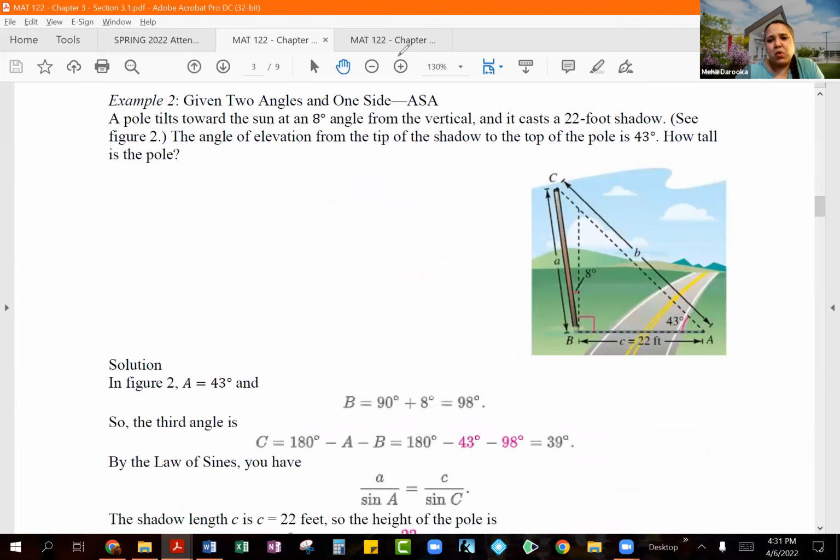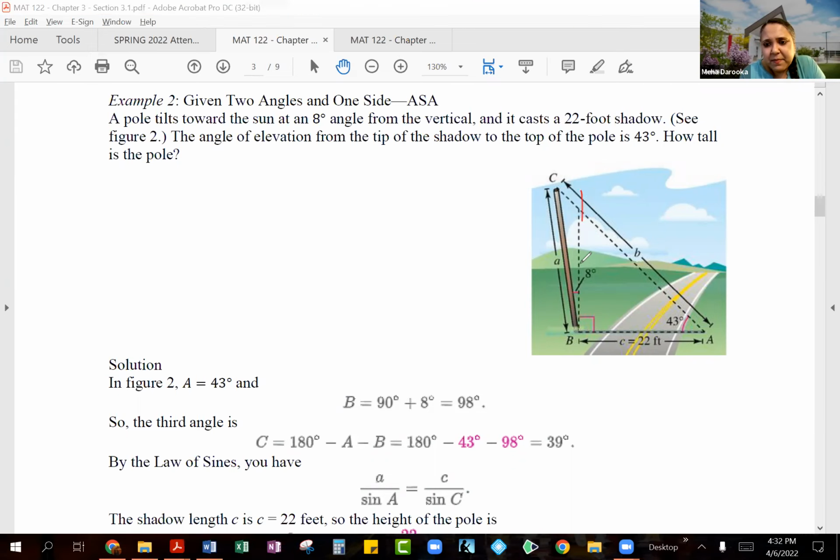So this one here is more like an application-based example. This one is saying a pole tilts towards the sun at an 8-degree angle from the vertical. So when they say 8-degree angle from the vertical, you can see if we were to create that 90-degree angle, from the vertical to the horizontal, this would be our vertical, making our 90 degrees over here. So from the vertical, they are saying as the pole tilts, it's making an 8-degree angle. As you can see, it's marked in the little image. And they're saying it casts a 22-foot shadow, which is giving us the length of the shadow over here.